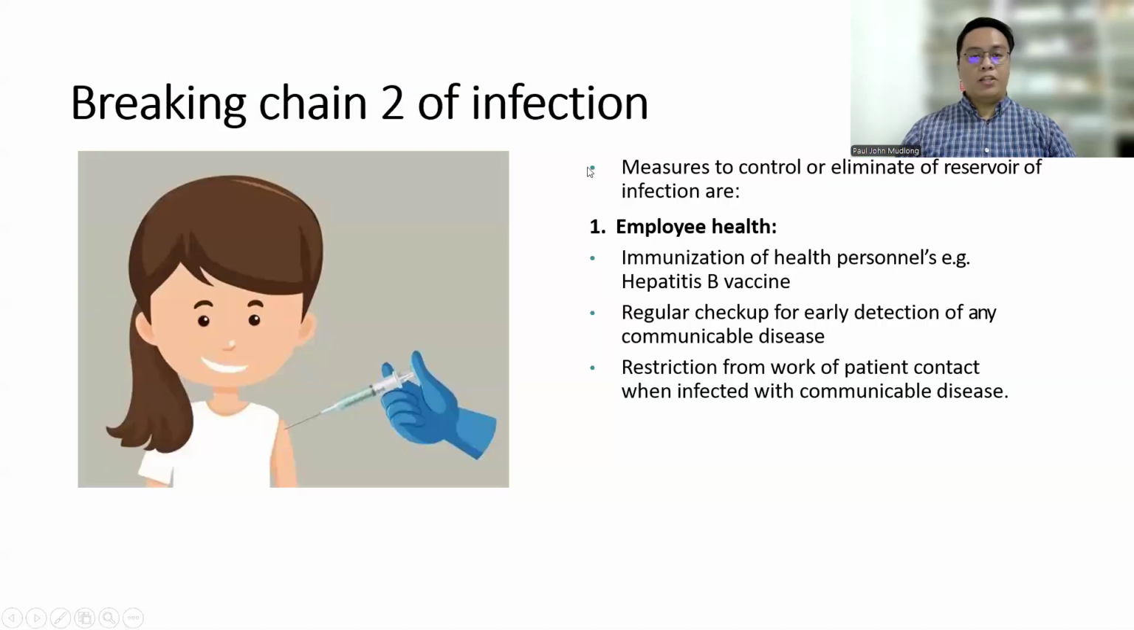How do we break chain two of the chain of infection? First would be measures to control or eliminate the reservoir of infection. One would be employee health, immunization of health care personnel, for example hepatitis B vaccines. Before we are allowed to work in a hospital as a nurse, we are required to have at least three doses of hepatitis B vaccine, and a booster for follow-up.